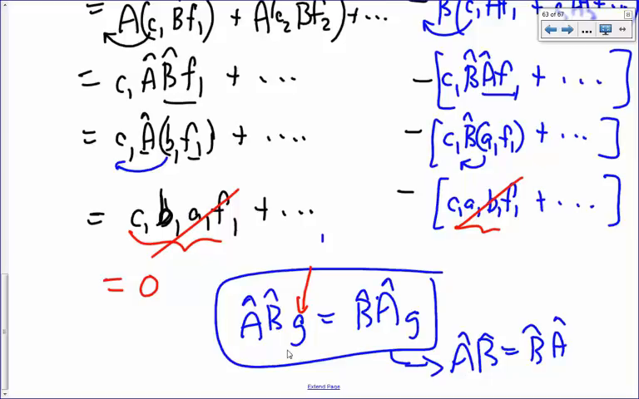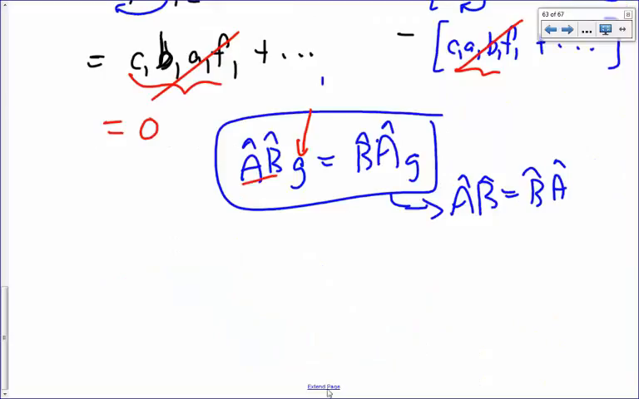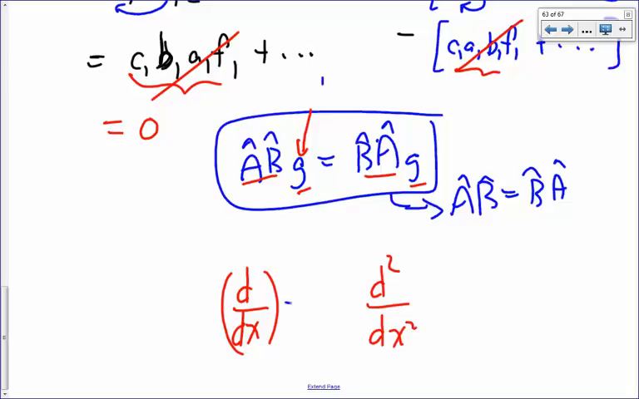This doesn't follow because just because this operator operating on G is equal to this operator operating on G doesn't mean that AB and BA are the same. For example, if this operator was d by dx, and this operator is d squared by dx squared, okay? If I operate that on e to the x and operate that on e to the x, they're equal, right? But that doesn't mean the two operators are the same.